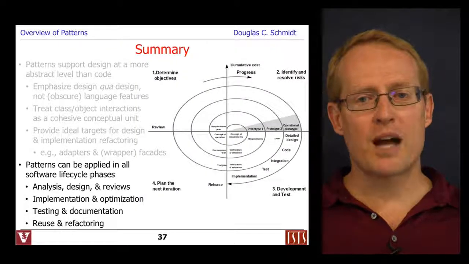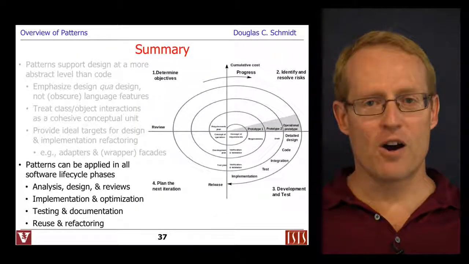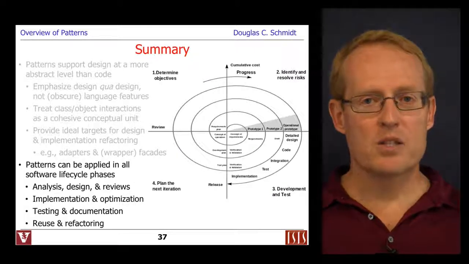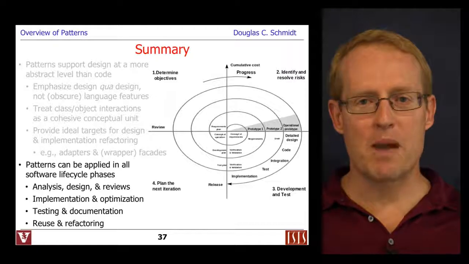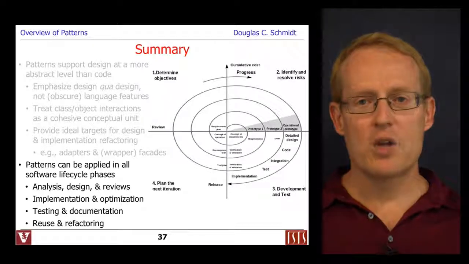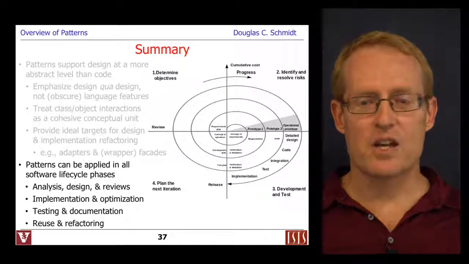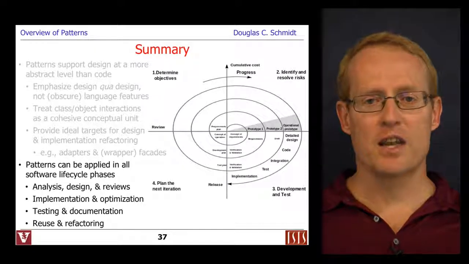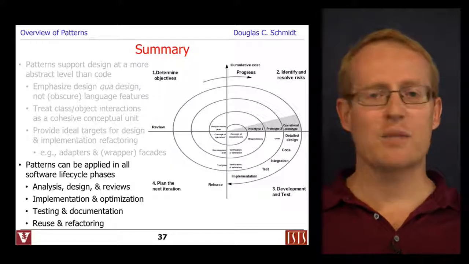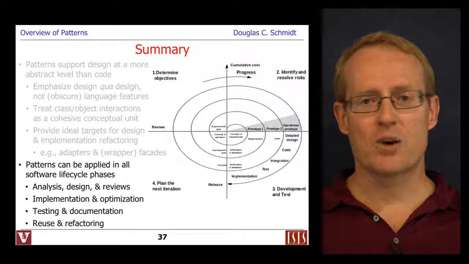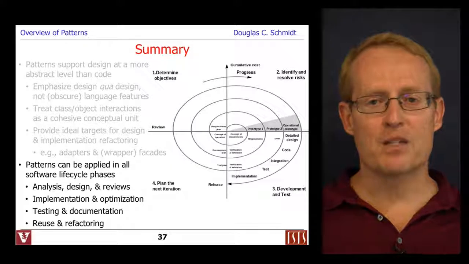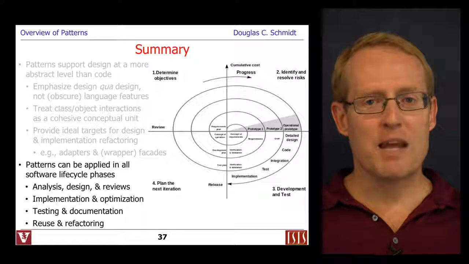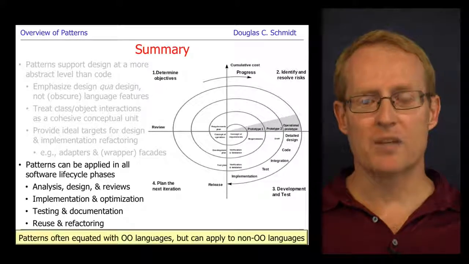We've been focusing predominantly in this course so far on patterns of detailed design and implementation. But it's important to realize that you can apply patterns to many other parts of the software lifecycle. You can apply them to the analysis phase. You can apply them to the optimization phase. There's patterns for how to optimize software effectively. You can apply them to testing and documentation, reuse, refactoring, and so on. We'll touch on many of those different topics throughout the course, but be aware that patterns are a wide spectrum approach that can make many things better, not just the software design and implementation.